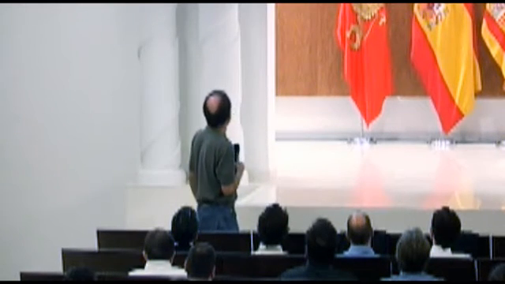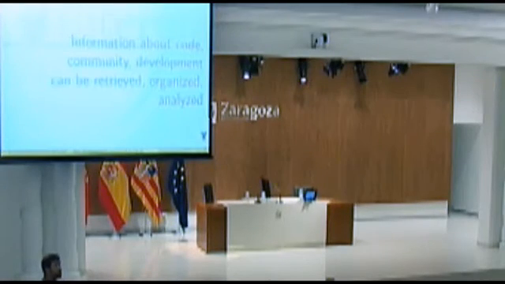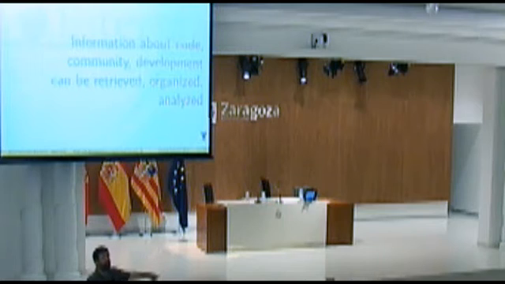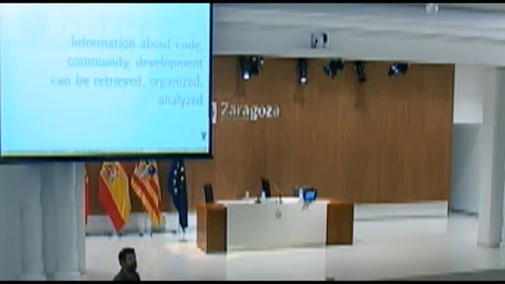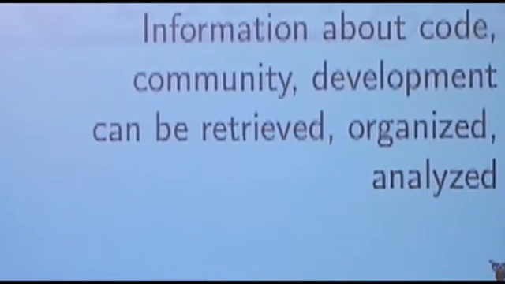Okay, let's go forward. So in short, you have information about the code, information about the community, information about development. All that information is out there. It's in the software development forges for the products. You can go there, look at it. The problem is it's complex. You have to retrieve it. You have to analyze it. You have to look at it with care because there are a lot of complexities involved.